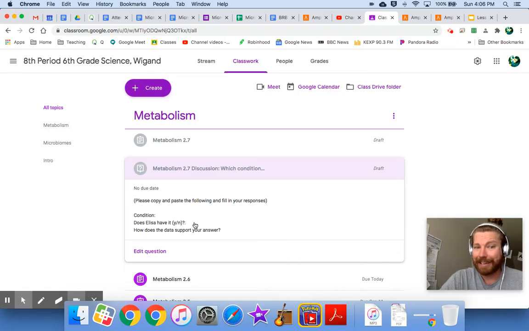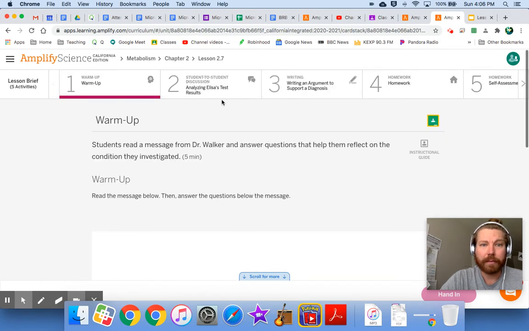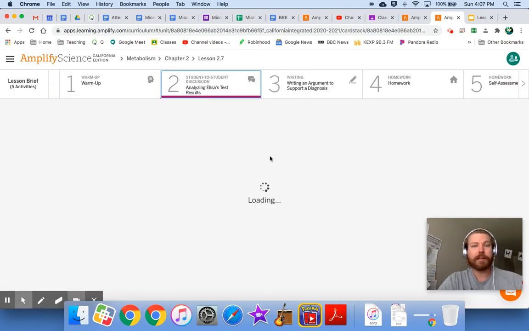So if you say, yes, I do think she has whatever, diabetes, anemia, how does the data support your answer? If you don't, okay, well then how does the data support that answer? So yes or no, you need to say how the data actually supports your answer. Well, where do we even find her test results?